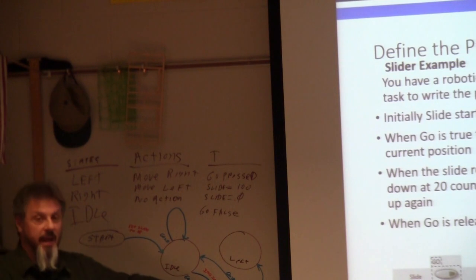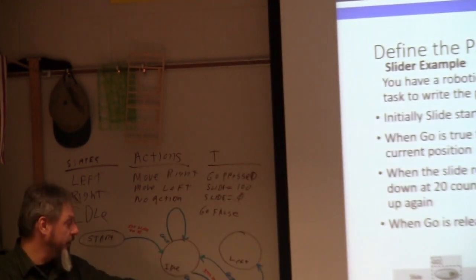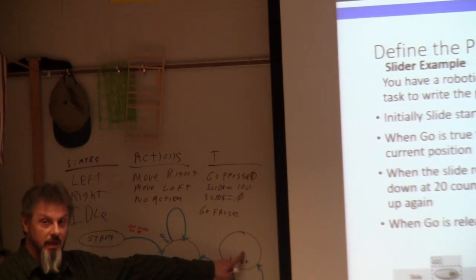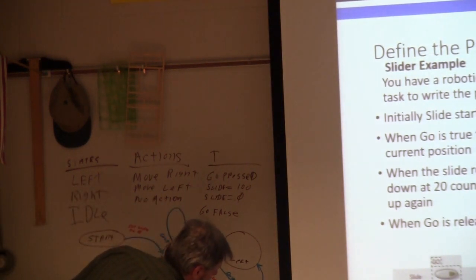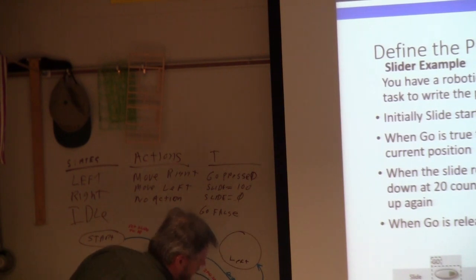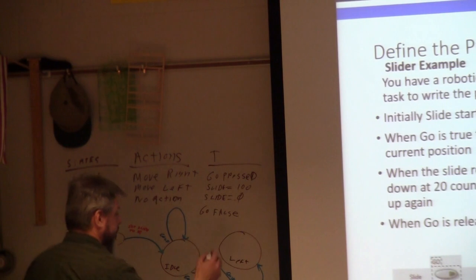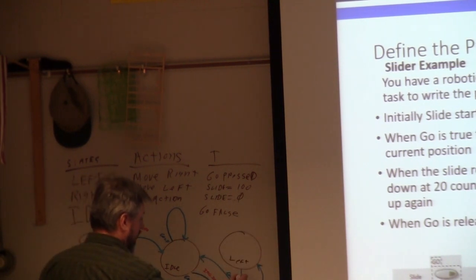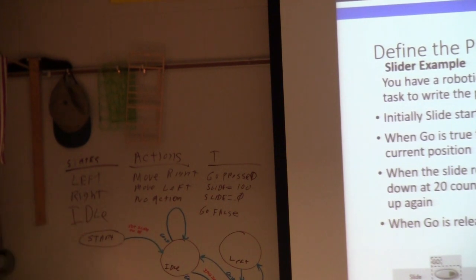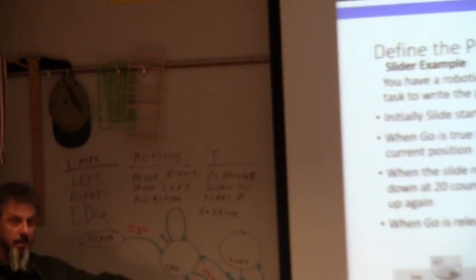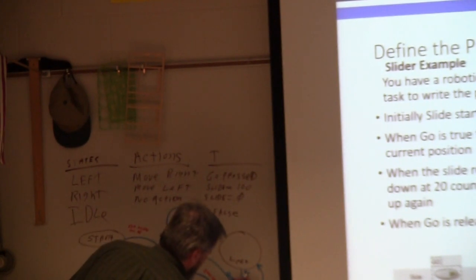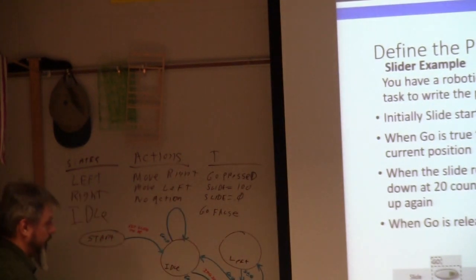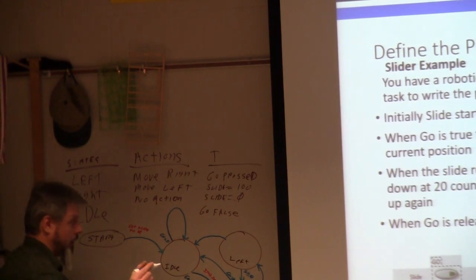Okay, so I'm in the right case, and I transition to the left case. So moving right, transitioning to left. What is the condition? My slider is greater than or equal to 100, right? We transition to left. Go to left to right. What's my transition? The slider is less than or equal to 0. And left to idle, and go equals false.